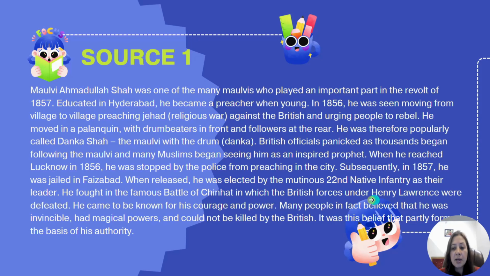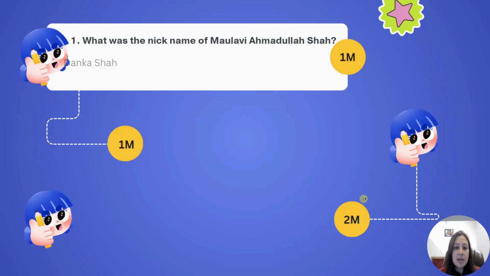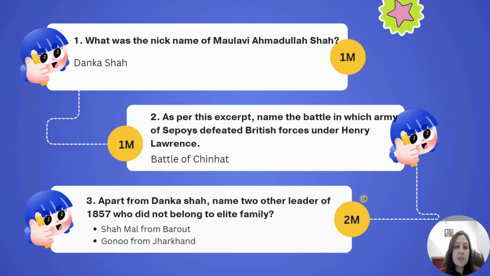So this is the complete source which is given in your NCERT book. You must read it thoroughly. Now moving on to the questions. As told many times, we get direct and indirect questions. So here comes the first direct question. What was the nickname of Maulvi Abdullah Shah? That's Danka Shah.